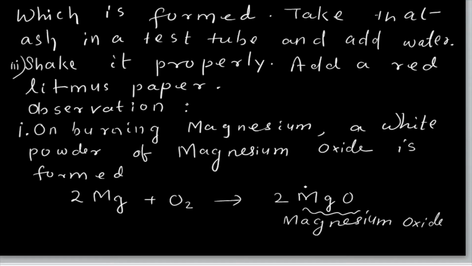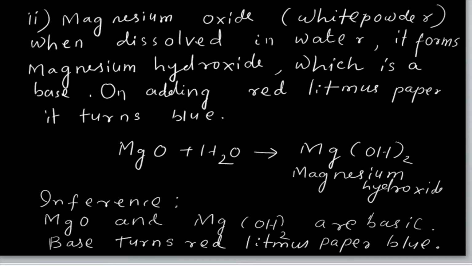How can you know the formula is MgO? Because here Mg is +2 and oxygen is -2, so both cancel and the formula is MgO. So what is the first observation? On burning magnesium, a white powder, magnesium oxide, is produced, also called ash. After that, see what to do. This magnesium oxide, the white powder, dissolves in water. That means in a test tube you take the white powder and add water.